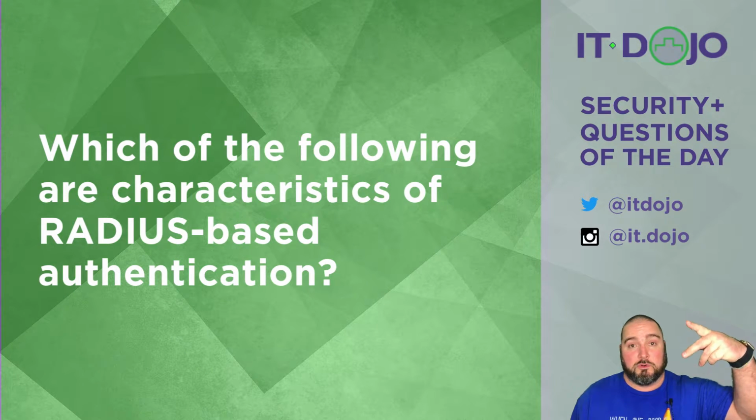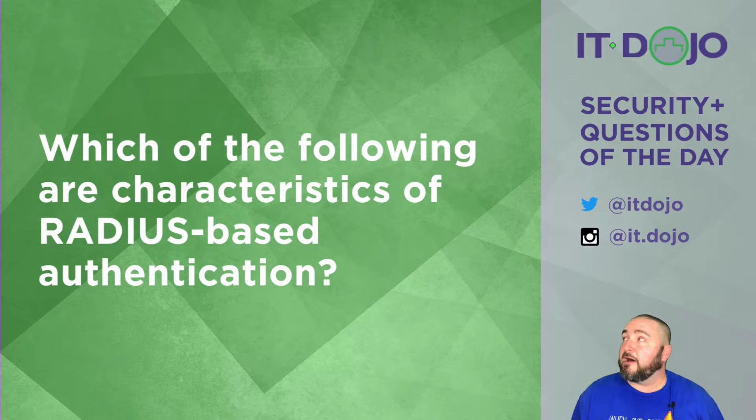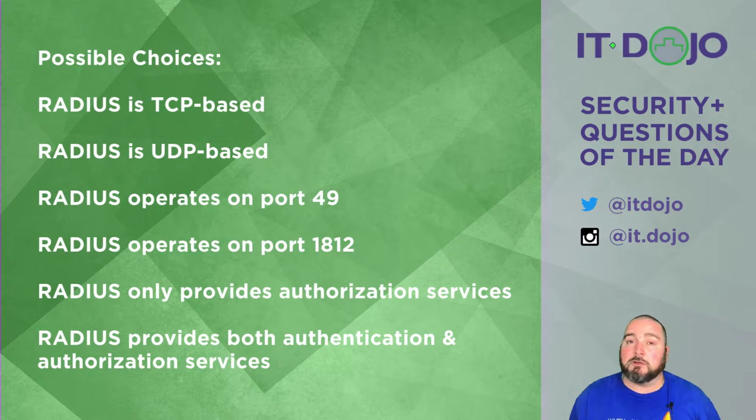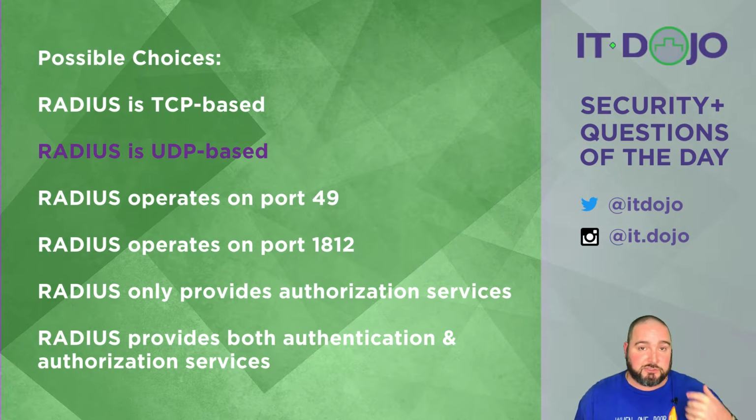Question number two. Which of the following things are associated with RADIUS or features of RADIUS? RADIUS is the Remote Authentication Dial-In User Service. Give them a look, click pause if you need to, then click play, we'll break it down. All right, first thing you gotta do is make a decision. Is RADIUS TCP based or UDP based? And it is absolutely UDP based. It uses the User Datagram Protocol. Always has and always will.